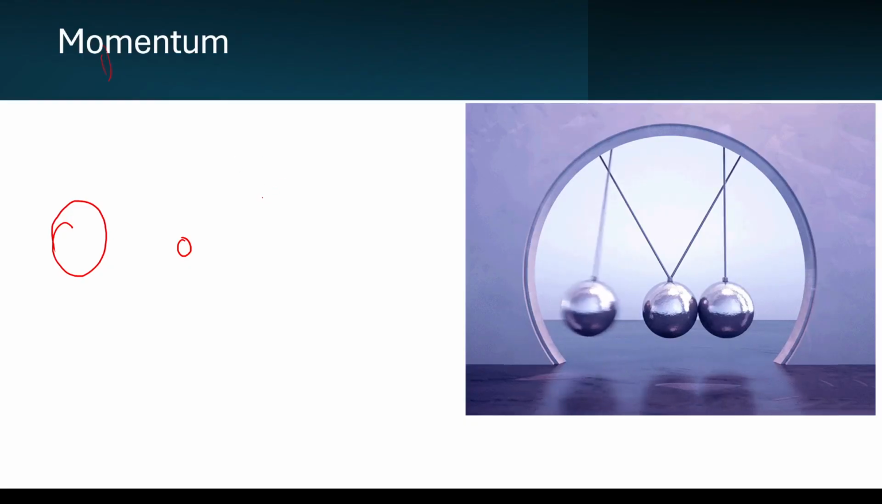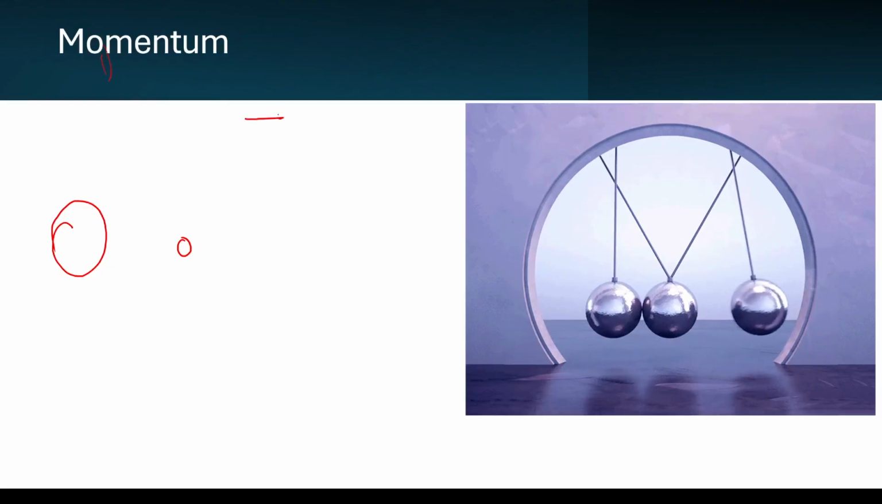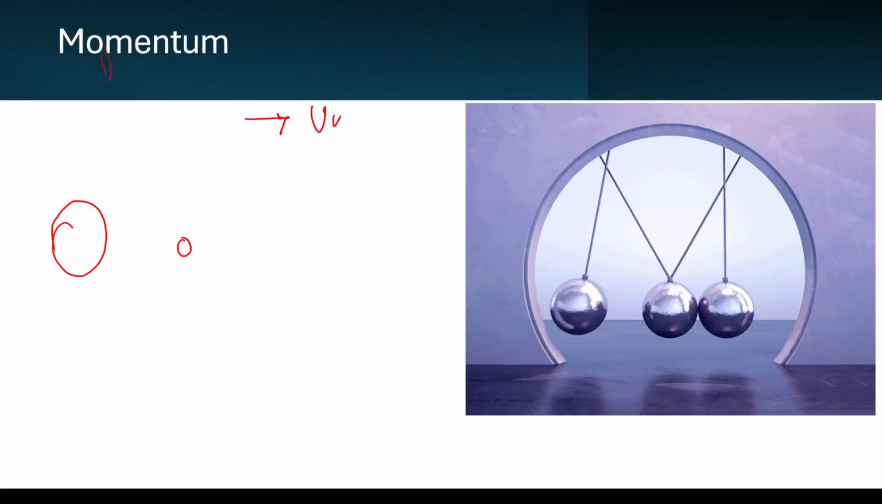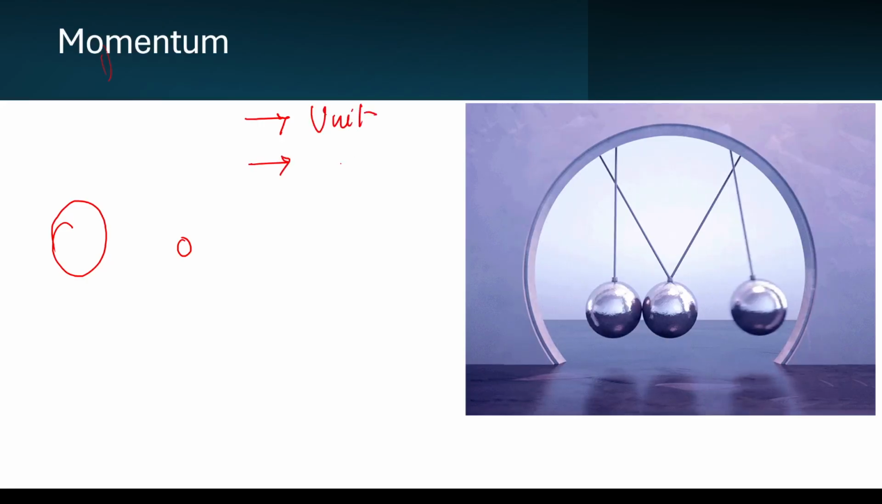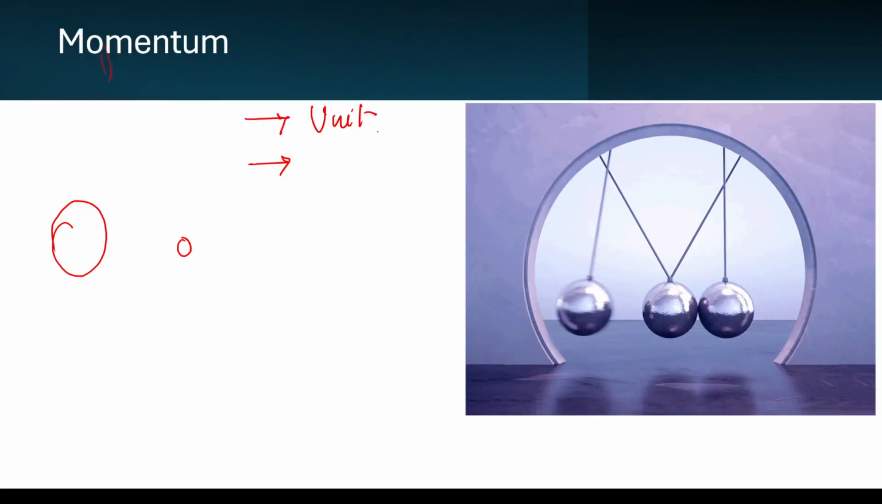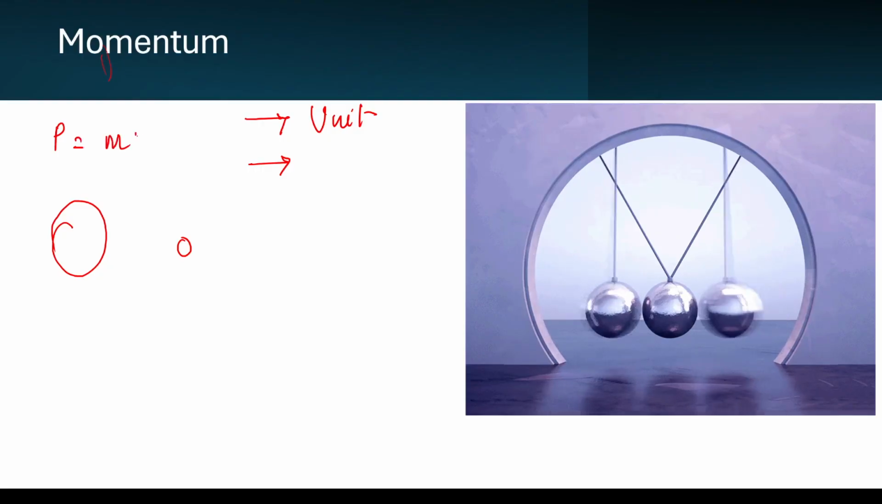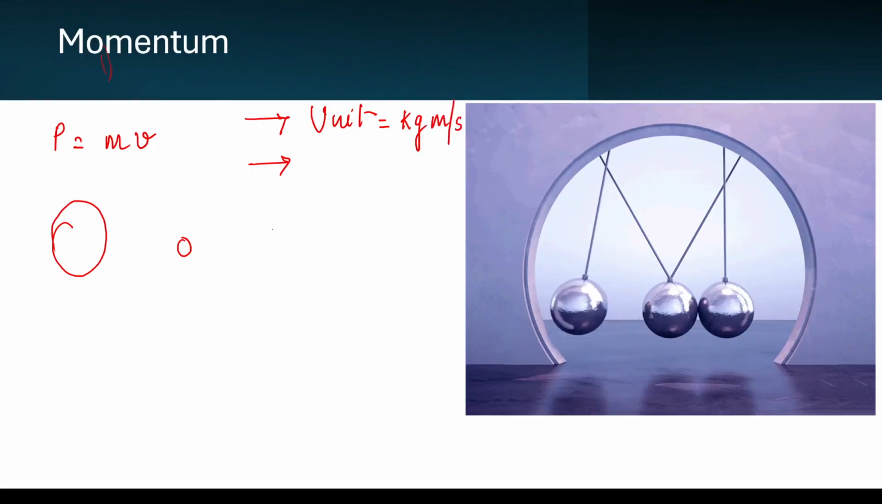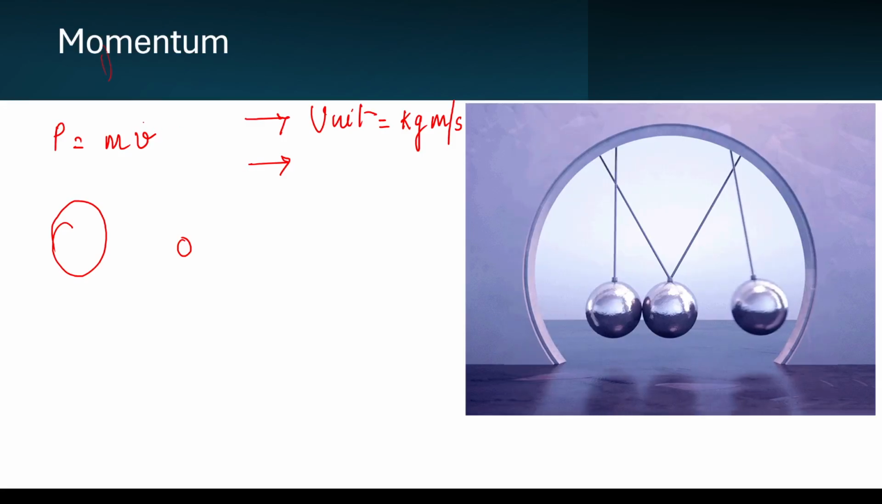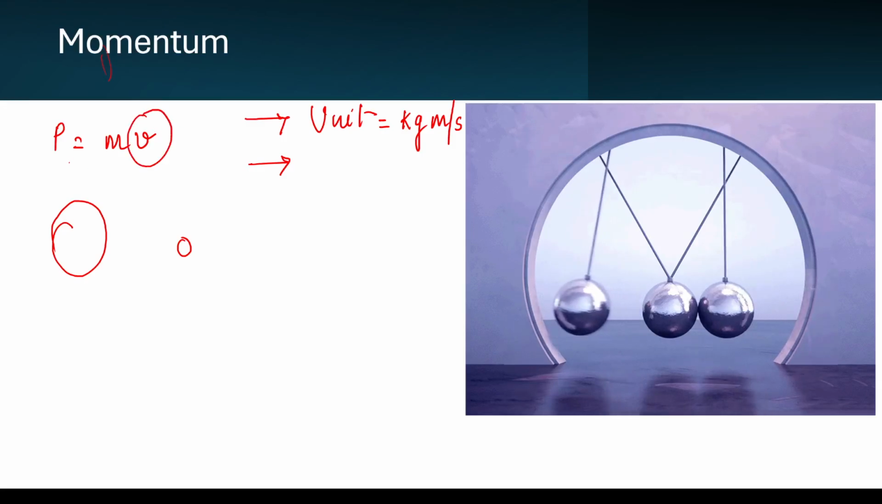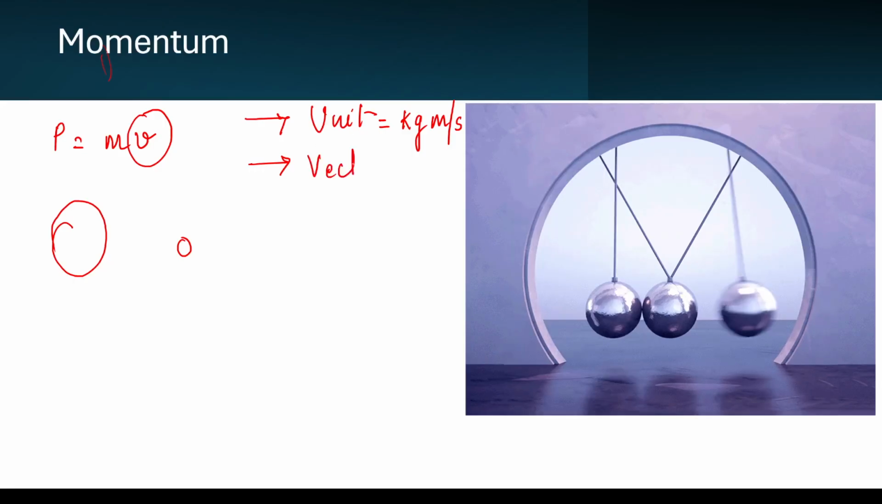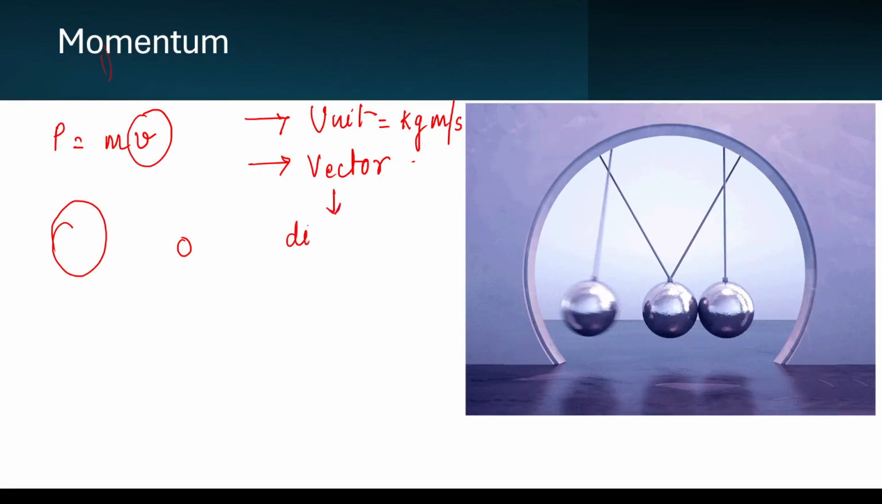Now, whenever you learn about any physical quantity, you need to know a few things about it, like what its unit would be, and whether it is a vector or a scalar. So momentum, which you've learned in GCSE, is just mass times velocity. The unit would be kg meters per second. Because velocity is a vector, momentum is also a vector. That means it has a direction, and the direction is the same as that of the velocity.